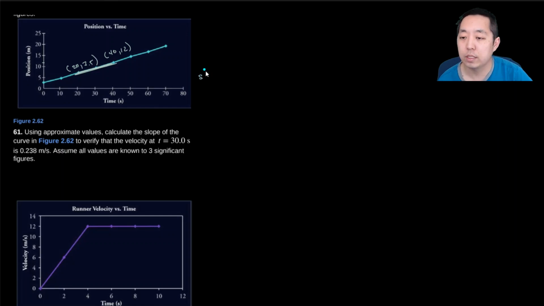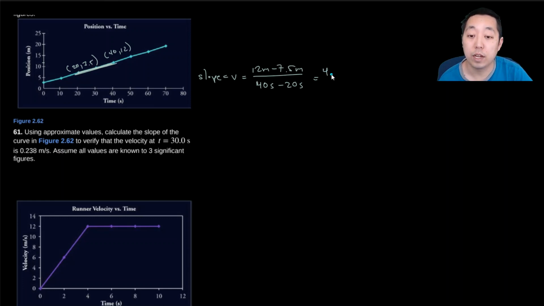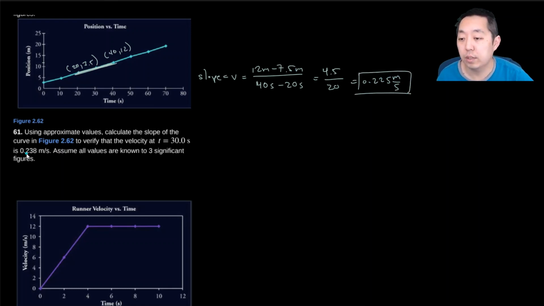So then the slope again would equal velocity, and that would be 12 meters minus 7.5 meters divided by 40 seconds minus 20 seconds. And so this is 4.5 divided by 20. What's that? 0.225 meters per second, because this is meters and this is seconds here. Okay, and so that's close. You can't get exact. I don't know about getting this exact value, but verify it's around that. It's about that. Okay.